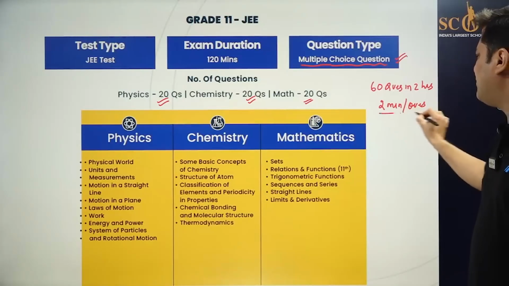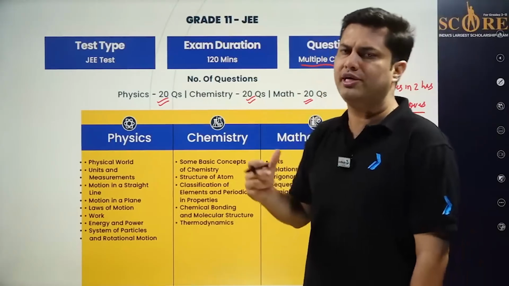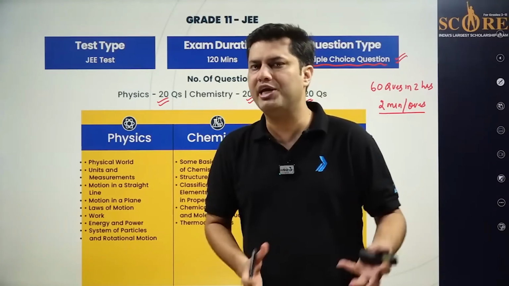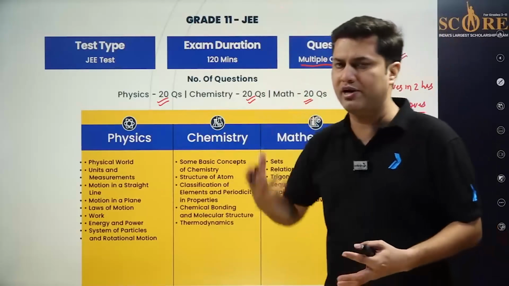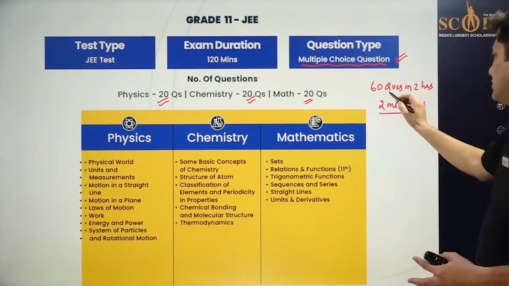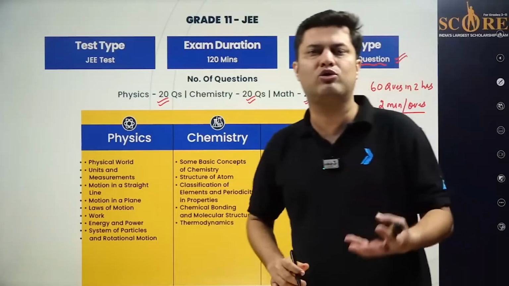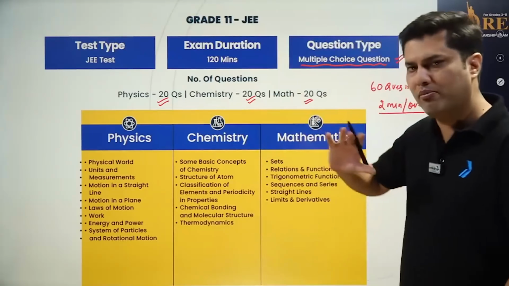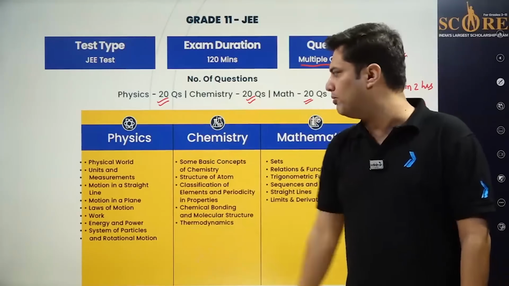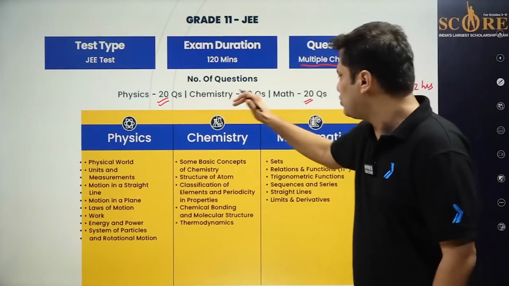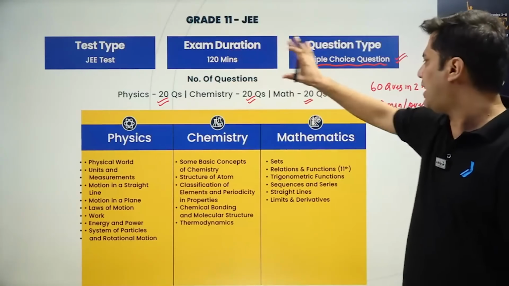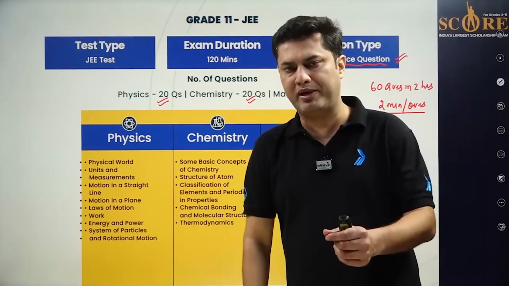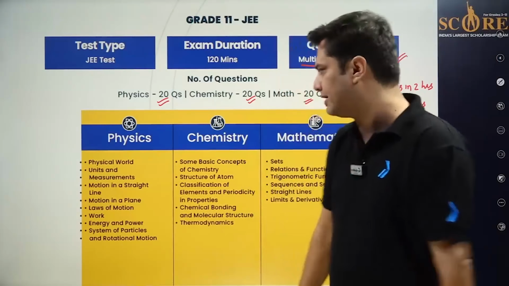So the question level will not be very high according to JEE Advanced. Basically the level of the question paper will be around JEE Main. It will not be a very high or very lengthy paper, because 60 questions in 2 hours means you have to complete one question in 2 minutes. So that's not a very lengthy paper. It's normal, the lengthiness will be normal. So physics 20, chemistry 20, maths 20, 2 hours, and yes, multiple choice means you have an objective paper. That means 4 options and only one will be correct.